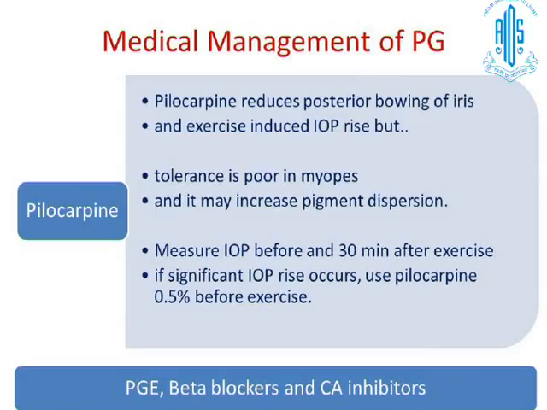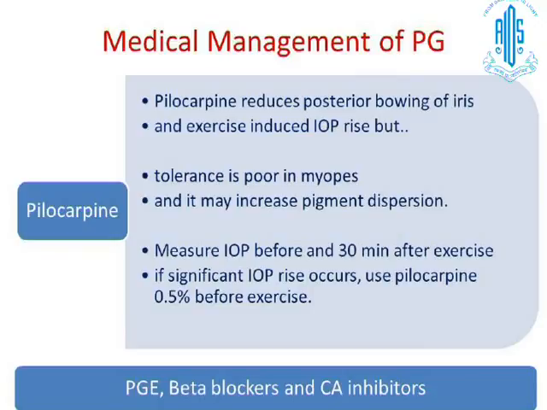As far as the management of the pigmentary glaucoma, pilocarpine is a drug which I would like to talk about. Pilocarpine reduces the posterior bowing of the iris because it is going to pull the iris away, and it will also help in exercise-induced pressure rise. But these are the young subjects, and the tolerance in these myopes may be an issue. And it may also increase the pigment dispersion.